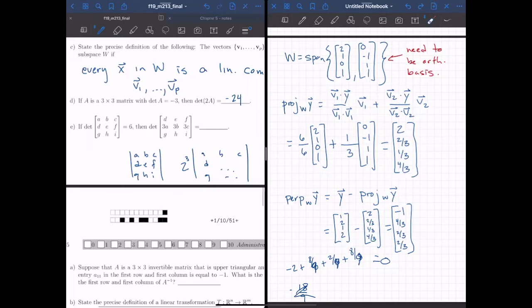So that tests whether you understand how determinants change with respect to multiplying by a scalar. The next question is actually kind of similar.